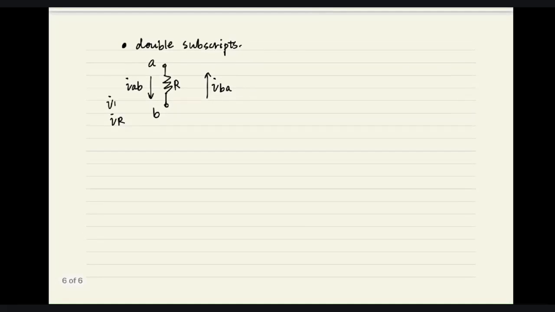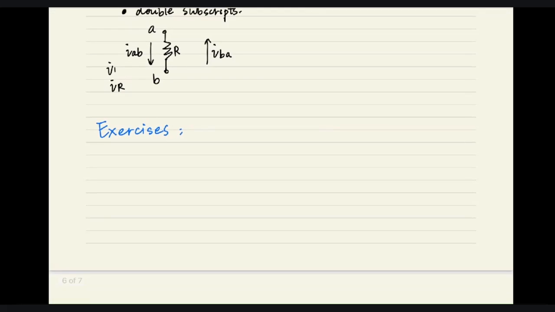Now let's come to the exercise part. Some of the exercises may overlap with Weinan, another TA in this class. Problem 1 is about KCL. Let me draw it bigger.